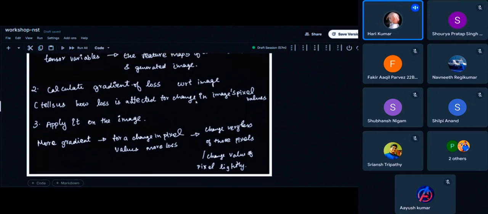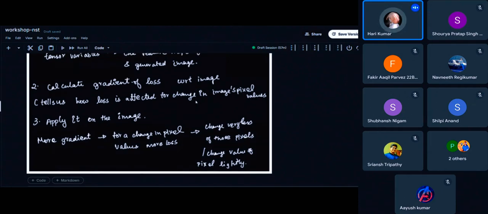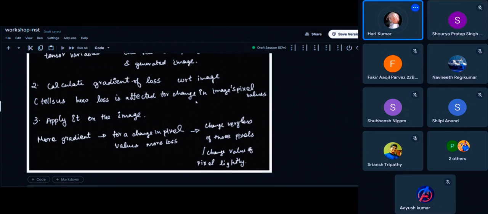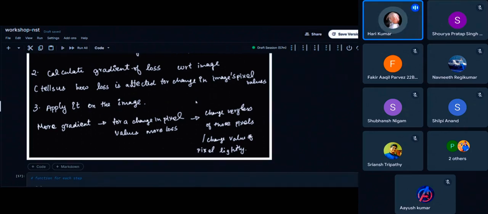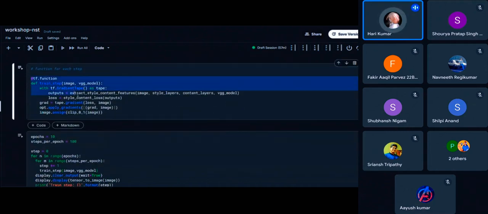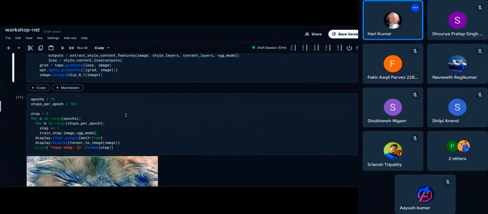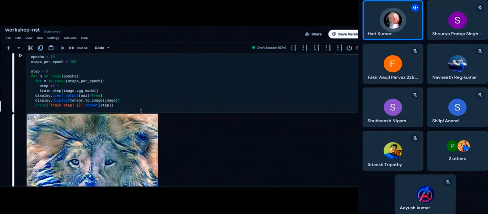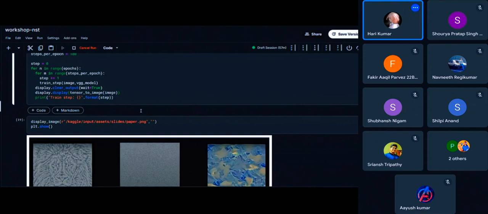loss with respect to the image. It basically tells us, when an image pixel value is changed, how much in magnitude the loss is being affected. So if there is a larger gradient, it means for a small change in pixel value, the loss is being affected a lot. So we either change fewer of those kinds of pixels or we change the value of those pixels very lightly. That's what it basically means. And here I have defined the function. So let's see it in action.